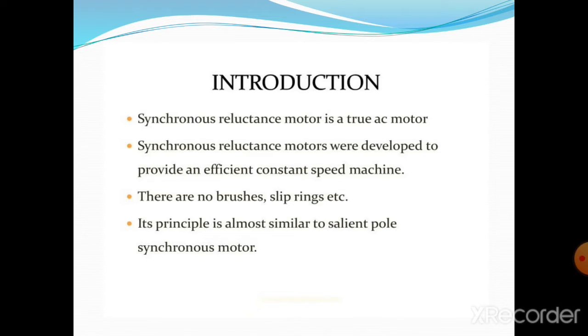A synchronous reluctance motor is a true AC motor, developed to provide efficient constant speed machines. That means it is widely used for many constant speed applications such as recording instruments, timing devices and control apparatus. This machine has no brushes and slip rings, and its principle is almost similar to a salient pole synchronous motor.